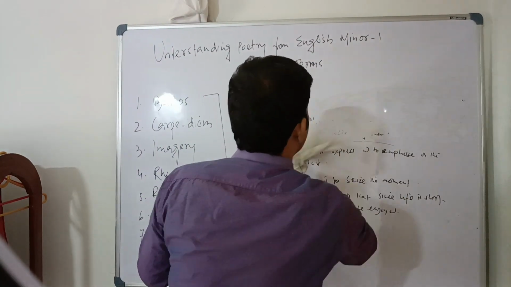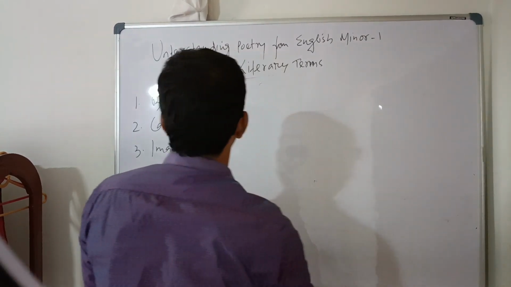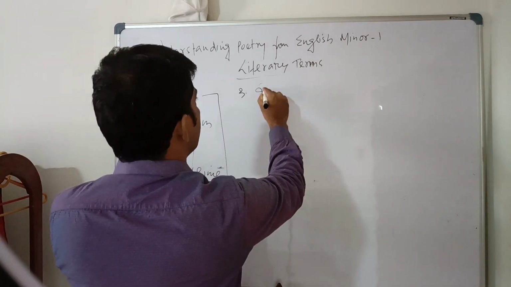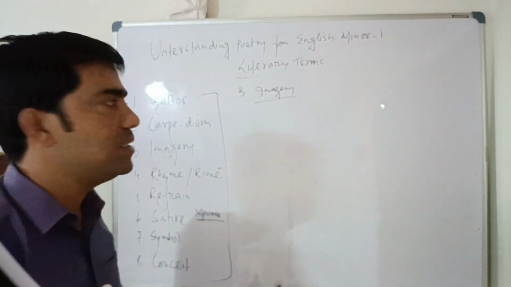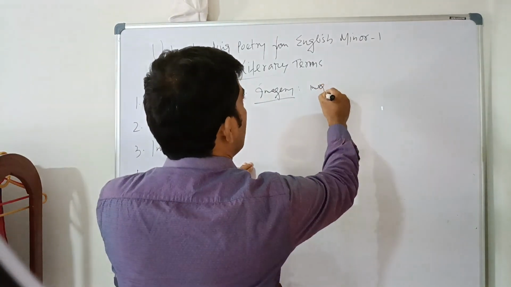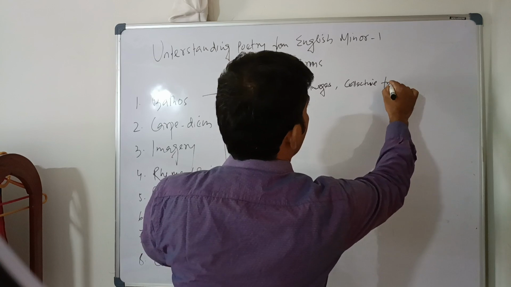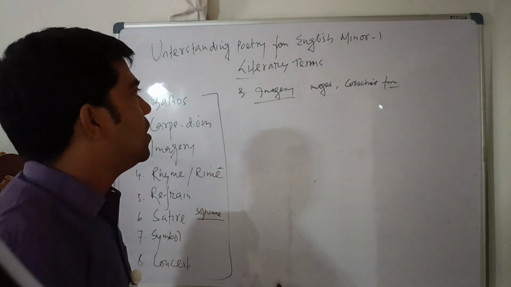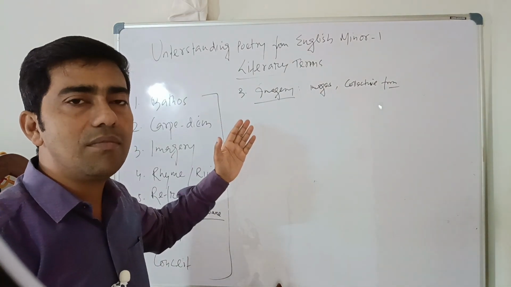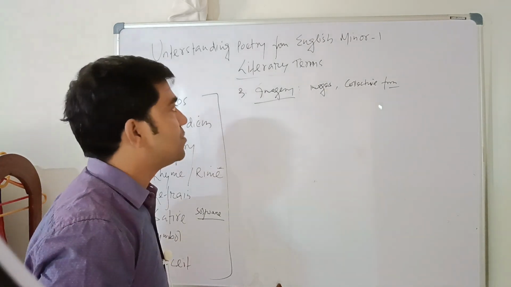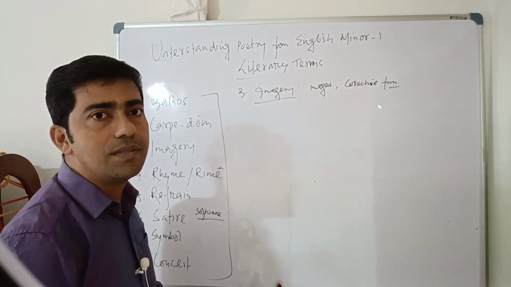Now come to the third one, imagery. You all know about imagery. Imagery is a word taken from images and used as a collective form. From the word imagery, the modern imagist movement, or imagism, came into vogue, by Ezra Pound and Hilda Doolittle.